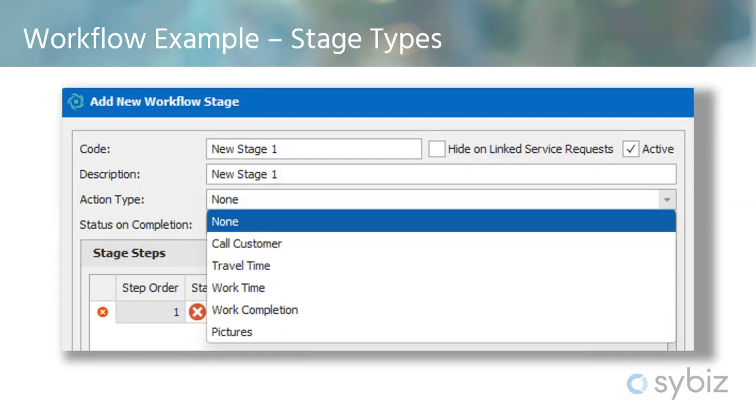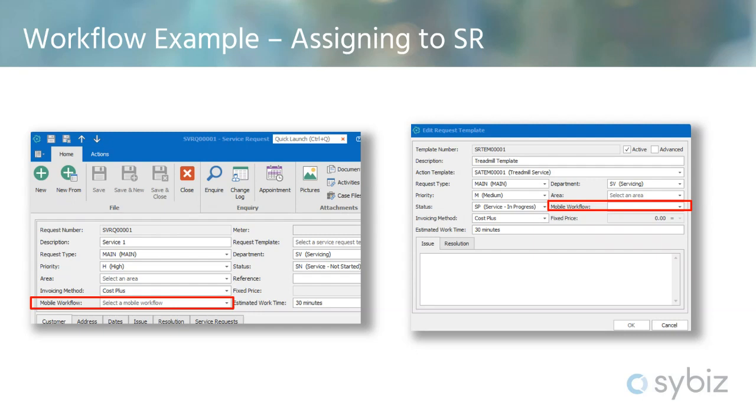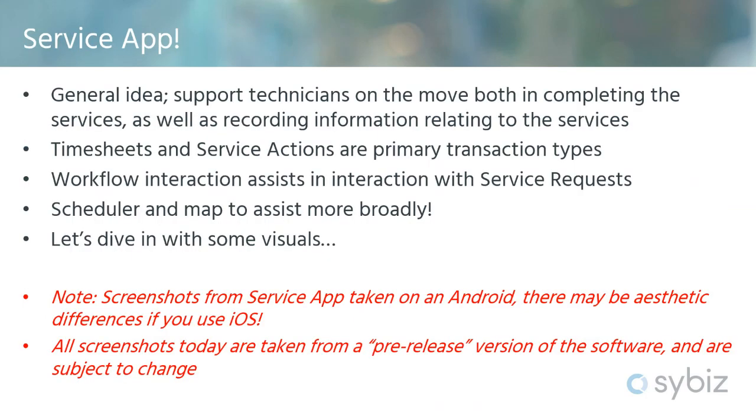So how do you assign a workflow to a service request? You can do it at an individual service request level, and you can see that selectable there. But once again, we do anticipate this being more used at a template level. So for a treadmill template, you can pop on the appropriate action template, pop on the appropriate mobile workflow, and that's going to flow through to requests as they get created.